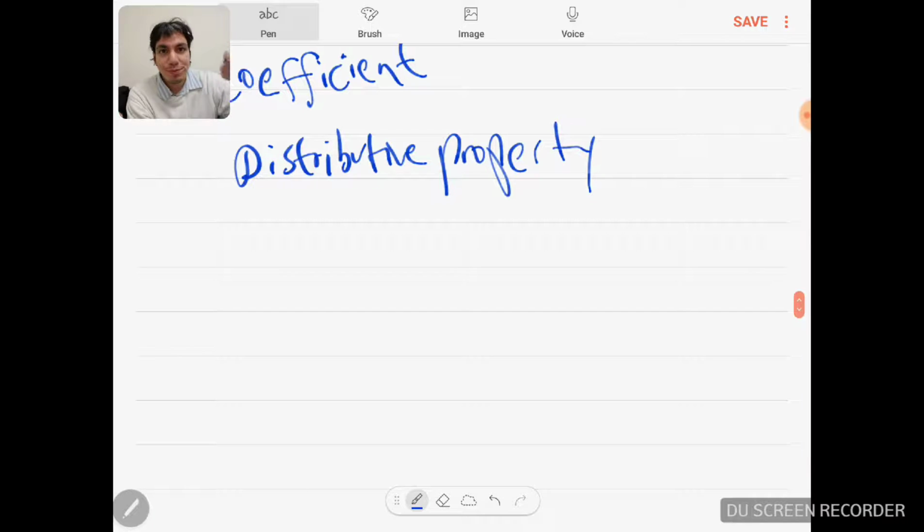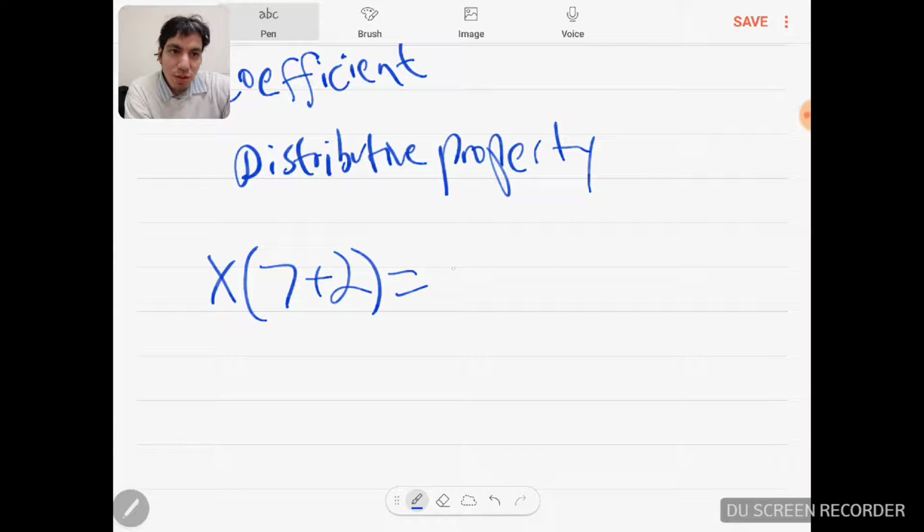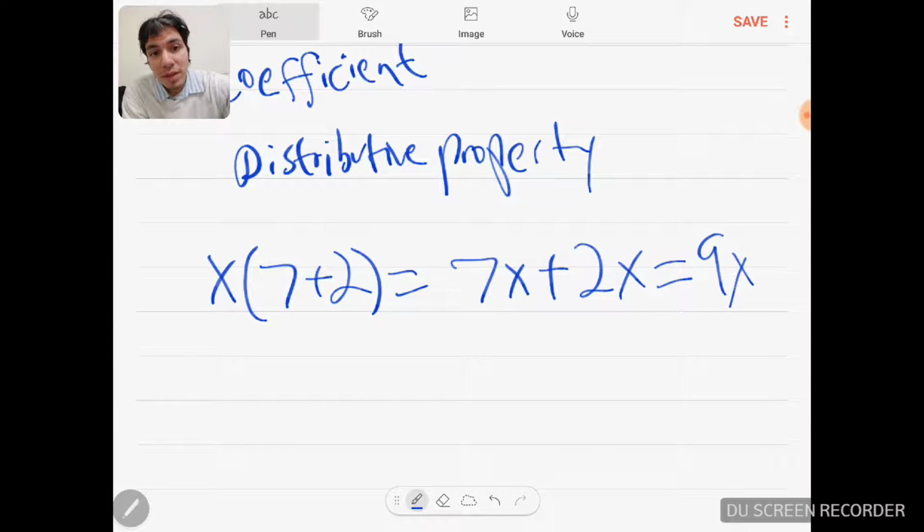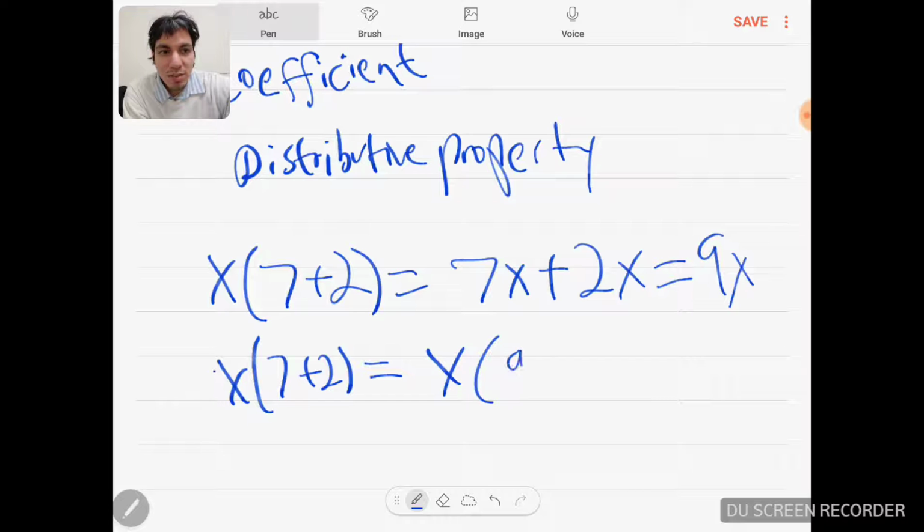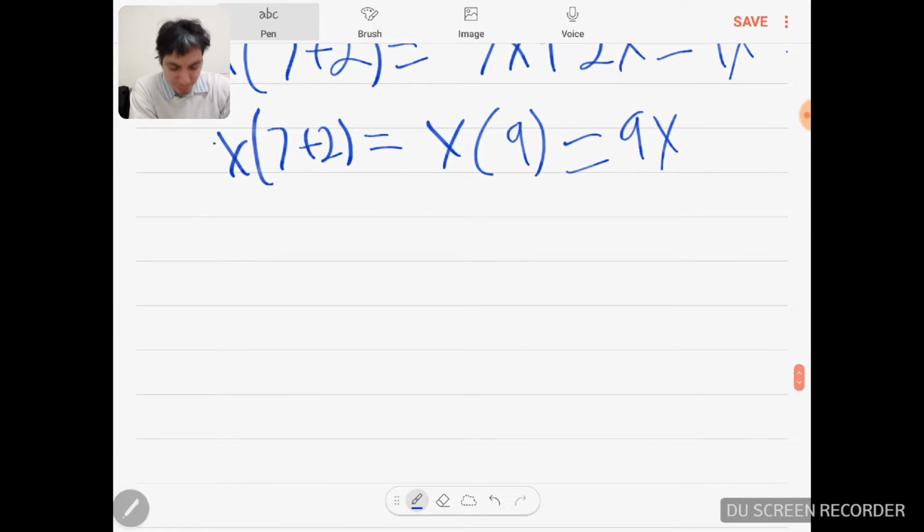I'm allowed to distribute the terms with each other. So, for example, let's say I have x times 7 plus 2. I'm allowed to do 7x plus 2x, which you can combine to become 9x, or you can simply combine 7 plus 2 to become x times 9, which is simply 9x. You still get the same answer anyway.